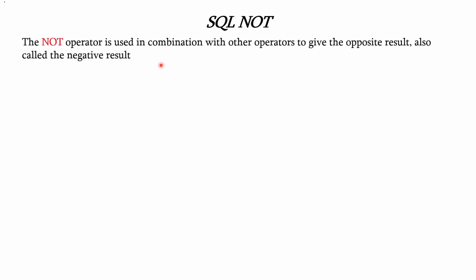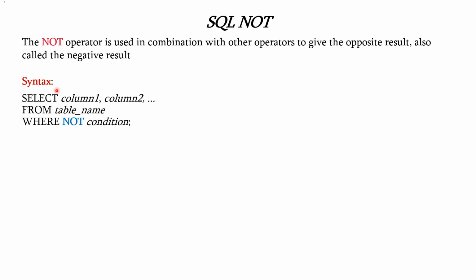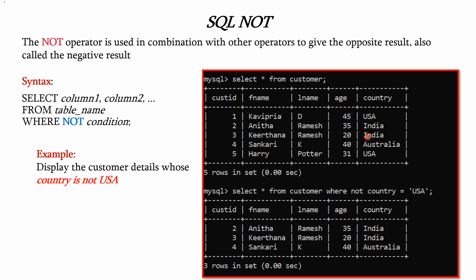Next, the SQL NOT operator. The NOT operator is used in combination with other operators to give the opposite result, also called the negative result. The syntax is select column names from table name where not condition. Here we are considering the customer table. Suppose we want to display the customer details whose country is not USA. Then we can write the query like this: select star from customer where not country is equal to USA.